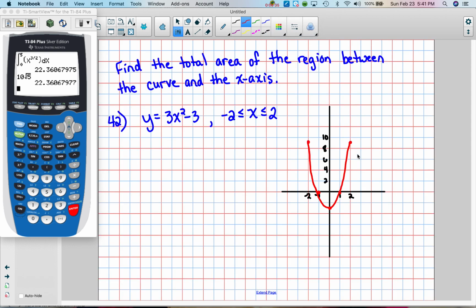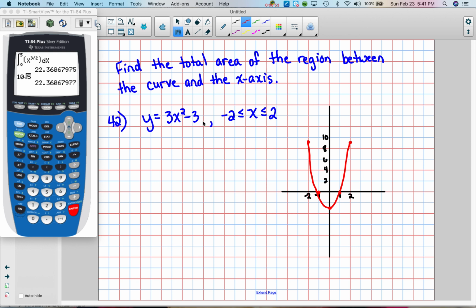Okay, one really common thing we do with integrals is find the area under the curve. So here we're going to find the area between the curve and the x-axis. We are given a function which hopefully you recognize as a quadratic function, and only between the values of -2 and 2 for our domain.